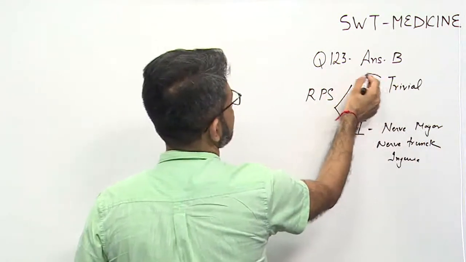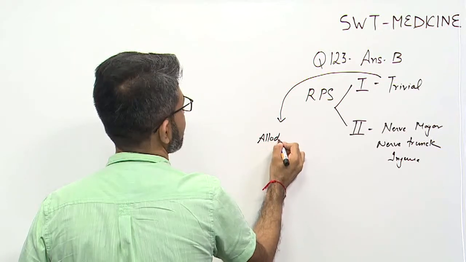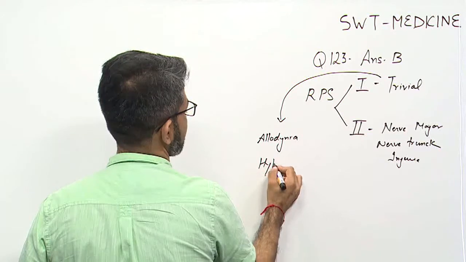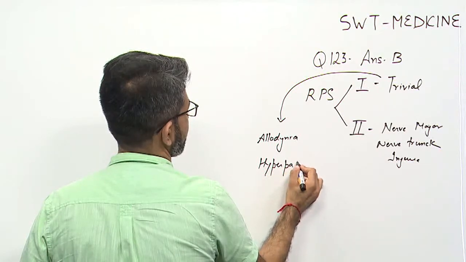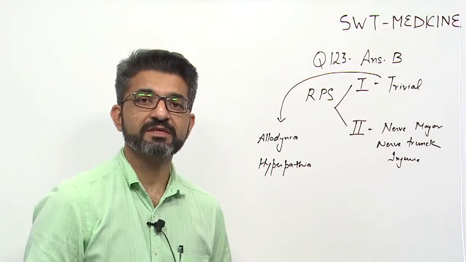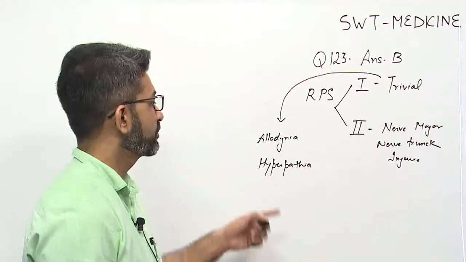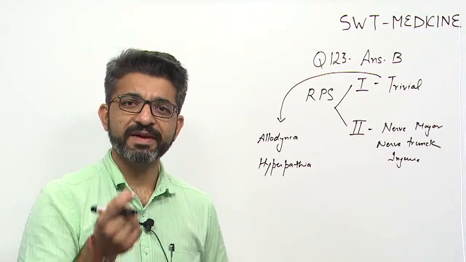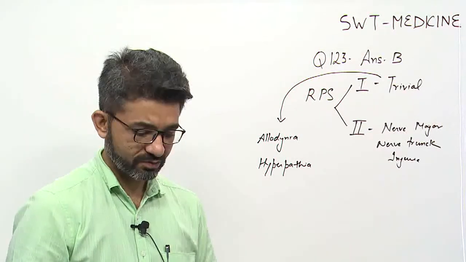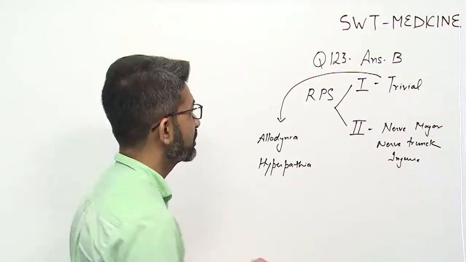Remember two phenomena with type 1, allodynia and hyperpathia. Allodynia is that there is no painful stimulus, even a pleasant stimulus is perceived as painful, whereas hyperpathia, a mild painful stimulus is perceived as a major painful stimulus. So, remember these two phenomena in patients having type 1 RPS.